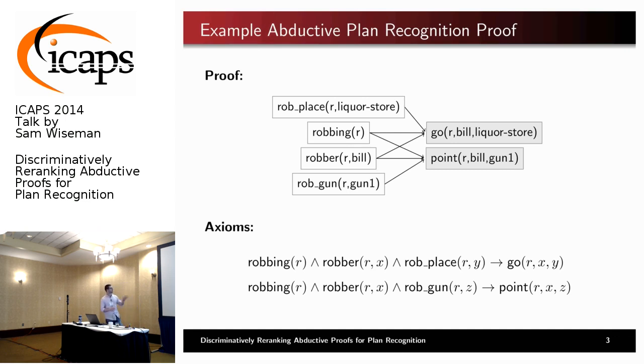So an abductive proof of these observations might make some assumptions about what's going on that, together with these axioms, imply the observations. In particular, if I assume that there's a robbing going on, Bill is a robber, and that what he's robbing is a liquor store, all of a sudden I've proved my observations. I get this nice, tidy explanation of what's going on. So that's abductive proofs for plan recognition.